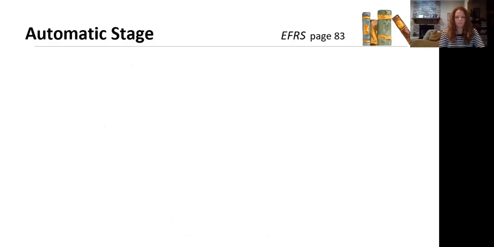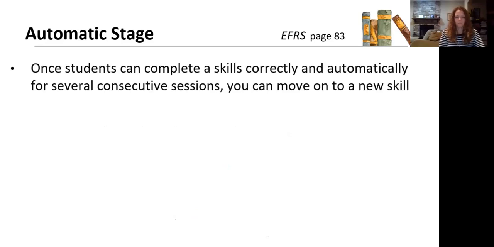And finally, we come to the automatic stage, and this is ultimately the goal of where we want the kids to be at every stage eventually. So the automatic stage is where kids are not thinking about it. They're doing these skills. It's effortless. It's automatic. How do you know when you're supposed to move on from this?